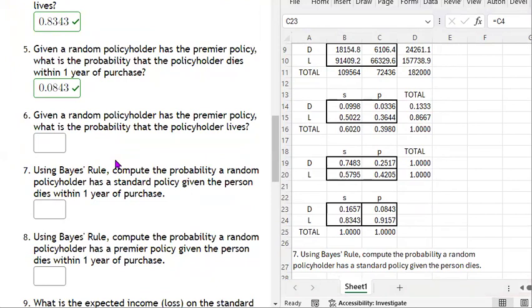Given a random policyholder has the premium policy, what is the probability that a policyholder lives? Now, this wasn't given, right? And we found it by subtracting the thing that was given from 1, right? And we get 0.9157.